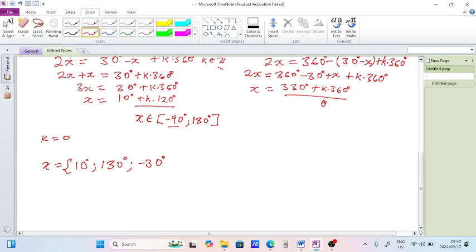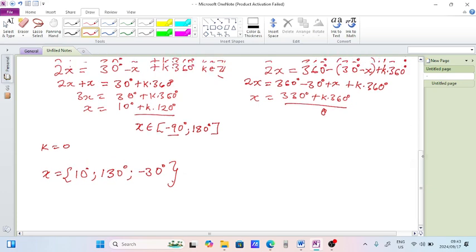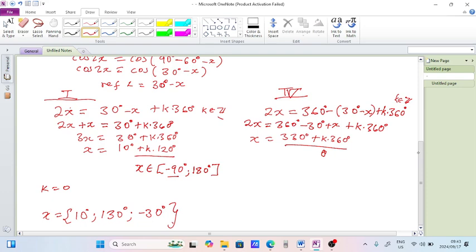Now, if you put minus 2, what do you get? Negative, so our solutions are done again. So the values of x are equal to 10 degrees, 130 degrees, or negative 30 degrees. So that would be the first solution of that part. So there are 3 intersections.